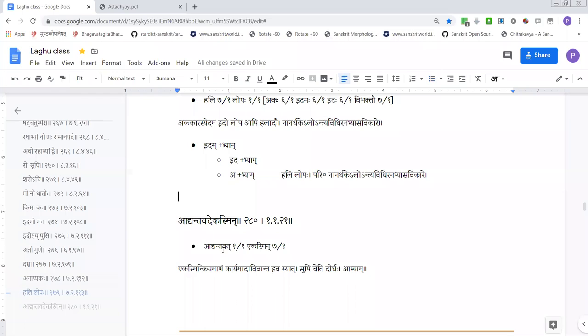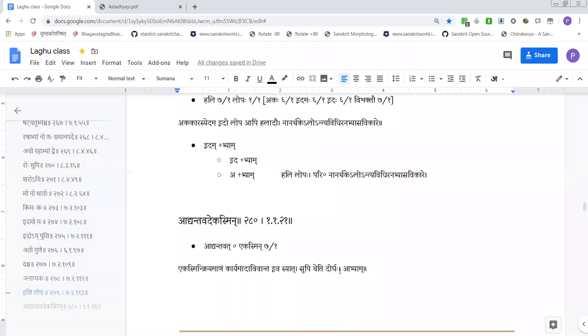Ekasmin adyantavat. Adyantavat is vati, so it is an avyaya. Matup will not make an avyaya, so it is not matup, obviously. Adyantavat means adi and anta. Here it is said adau iva. Adyantavat means what? That karya which is like in the adi and like in the anta, in this single letter A. It is kriyamanam karyam ekasmin. Ekasmin what? Ekasmin akare, in the specific sense here. Adau iva ante iva syat.